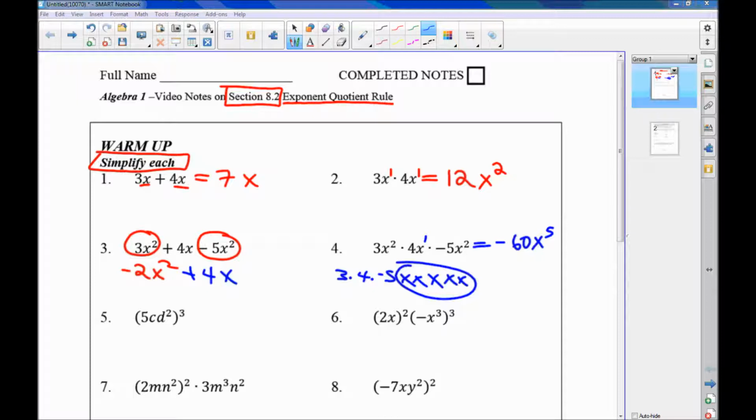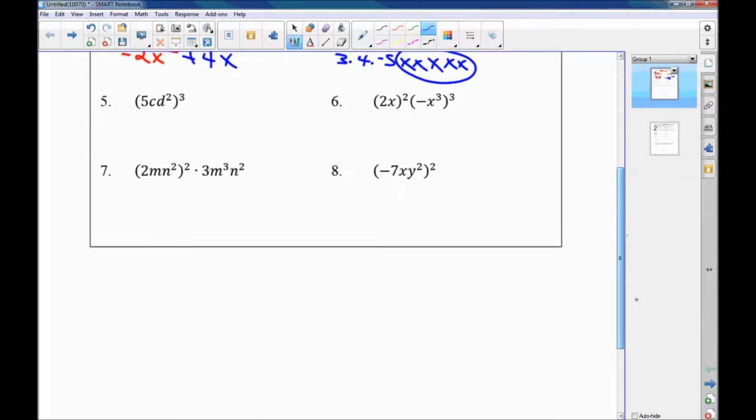Okay. Number 5, I have 5c d squared, all of that to the third power. So this is our power rule here first. So we're going to put little exponents on the 5 and the c. So that's 3 times 1 for 5 to the third power. That's 125. 3 times 1 for c to the third power. And 3 times 2 for d to the sixth power.